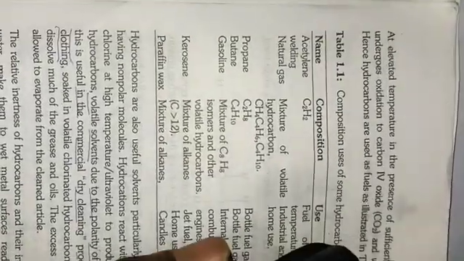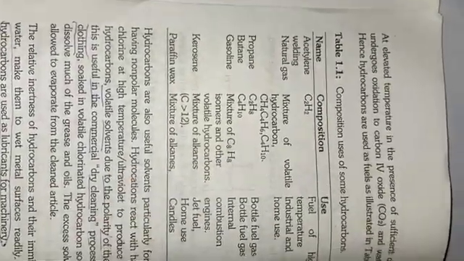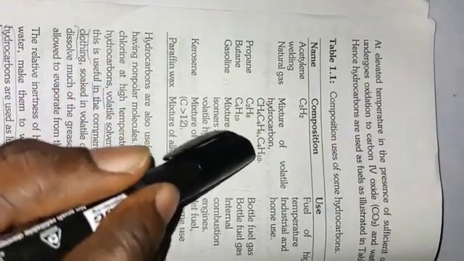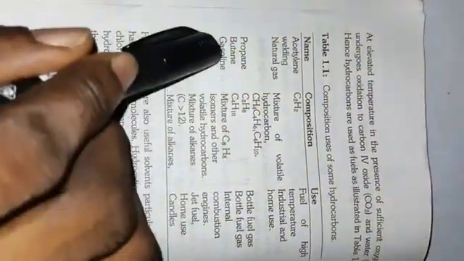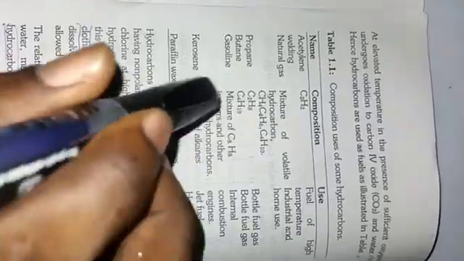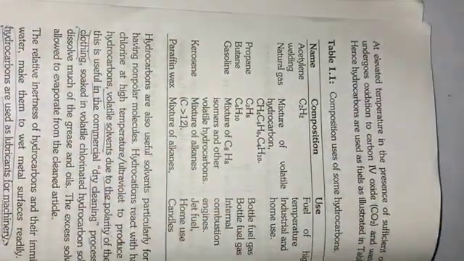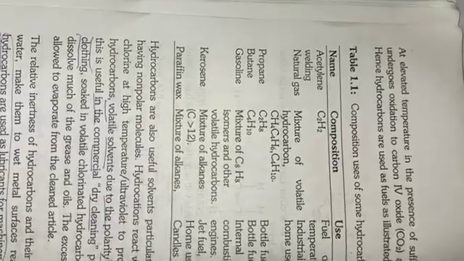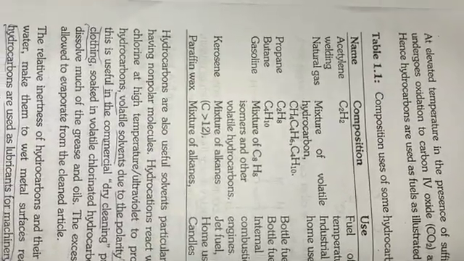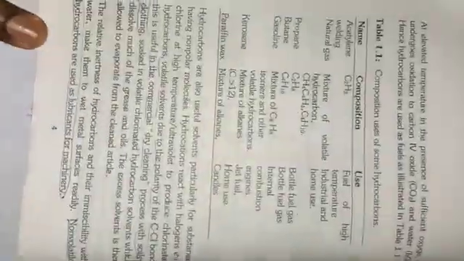And we have natural gas, which is a mixture of volatile hydrocarbons. Their industrial uses include CH4, C4H10, and propane and butane. Propane here is C3H8. Okay, and we have paraffin wax, we have kerosene, we have gasoline, butane.